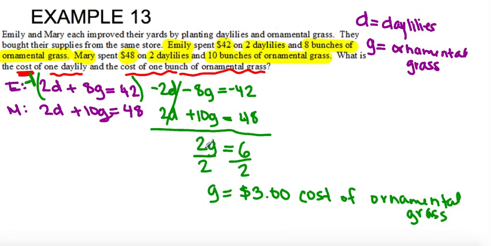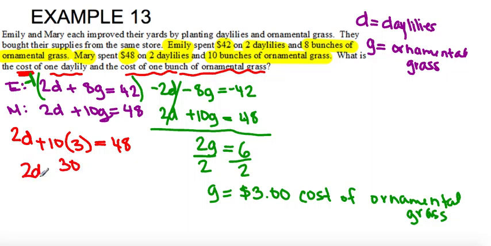Okay, we take the 3 and we plug it back into one of the 2 original equations to find the cost of the daylilies, 1 daylily. So I'm going to plug it into the bottom equation. I have 2D plus 10 times 3 equals 48. 10 times 3 is 30.